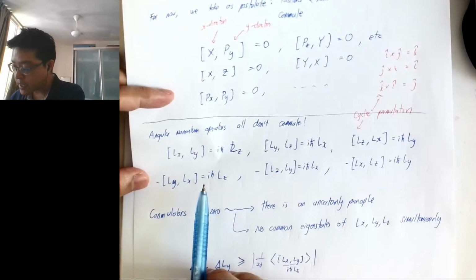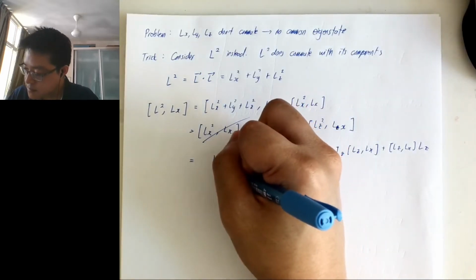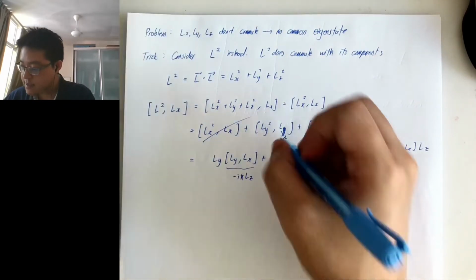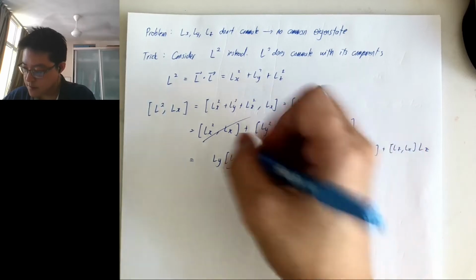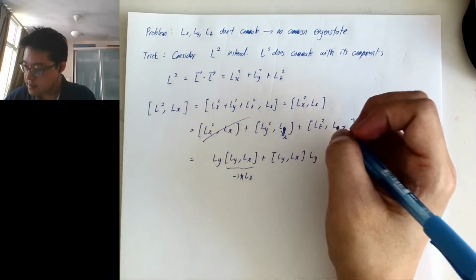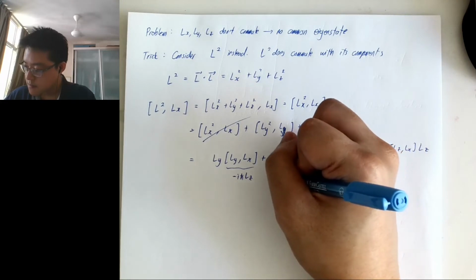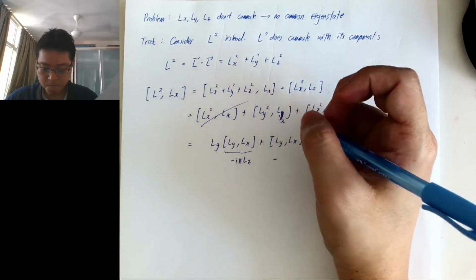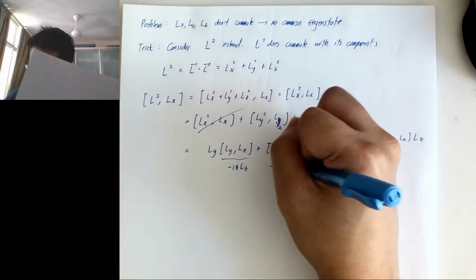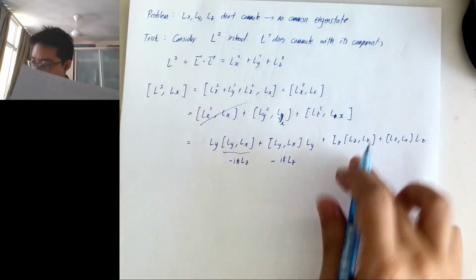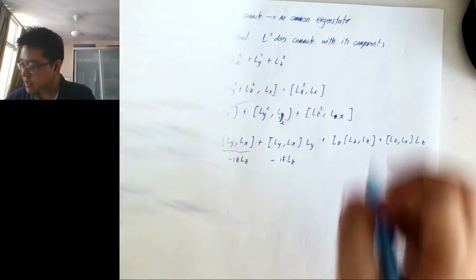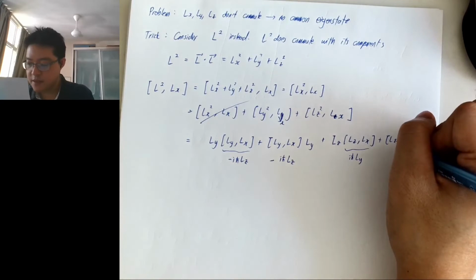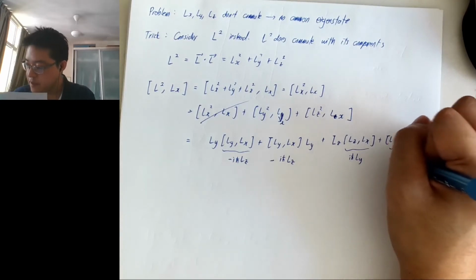X and y, right? So x and y is i h bar Lz. This is y and x, so this is y and x. Is there something wrong? Hang on. Same thing, i h bar Lz, and then z with x is i h bar Ly, and then x with z is negative i h bar Ly.